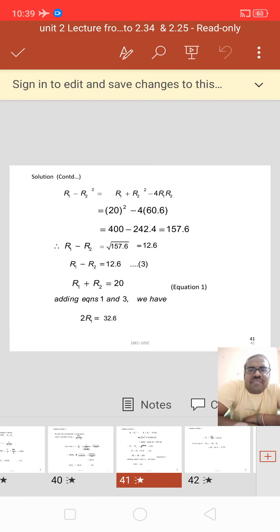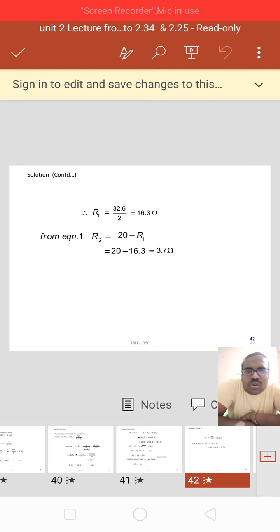Now we have found the value of R1 minus R2, that equal to 12.6. Now adding two equations, R1 minus R2 equal to 12.6 as well as R1 plus R2 equal to 20. Here minus R2 and plus R2 get cancelled, that is 2 into R1 equal to 12.6 plus 20 equal 32.6, and R1 equal to 32.6 by 2, that equal to 16.3 ohms. From equation 1 we get R2 equal to 20 minus R1, that is 20 minus 16.3, that equal to 3.7 ohms.